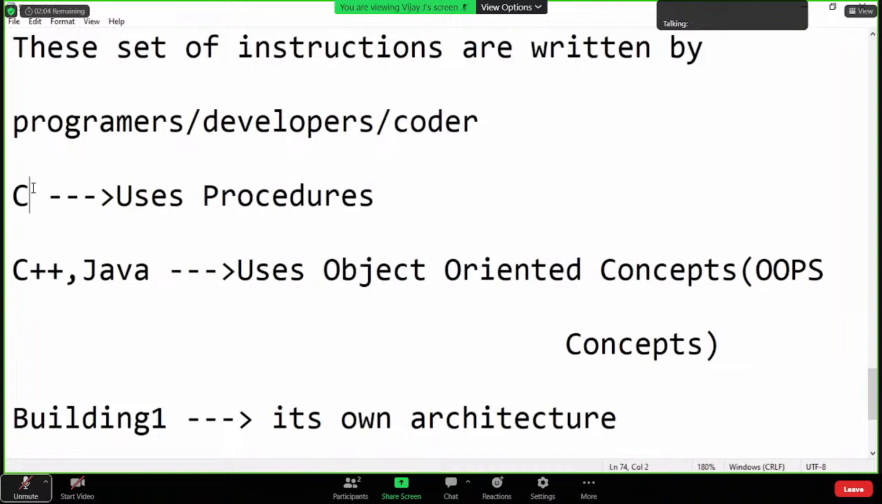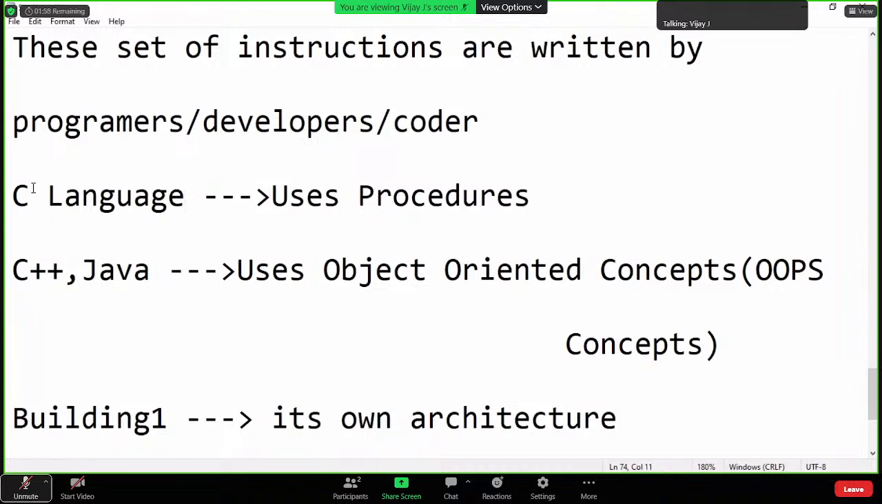We know that C is a language. Yes. Okay, how we are designing a program in C language is completely different from C++ and Java. As I told you, in C language we are using procedures. But when coming to C++ or Java, we are using object oriented concepts. Sometimes these are also called OOPS concepts.